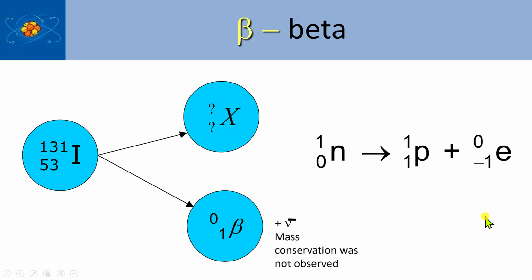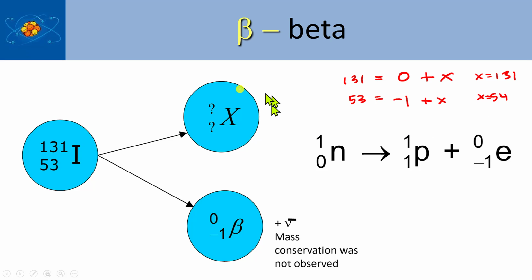So we can write, for example, 131 is equal to 0 plus x. That was silly, I was already solving it in my head. So x is going to be 131. And then for the atomic number, 53 is equal to -1 plus x, so x has to be 54. So the atomic number actually goes up in a beta decay process.